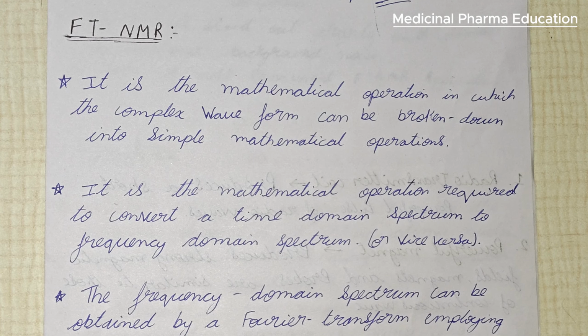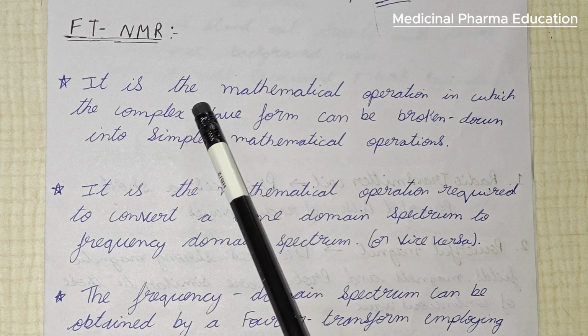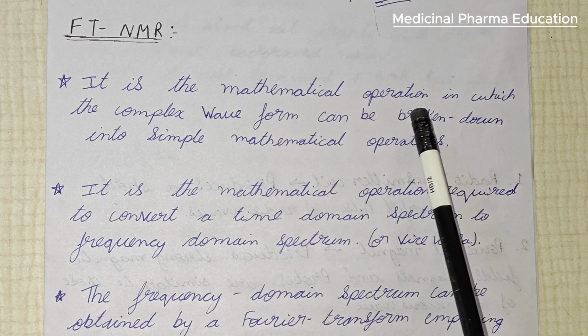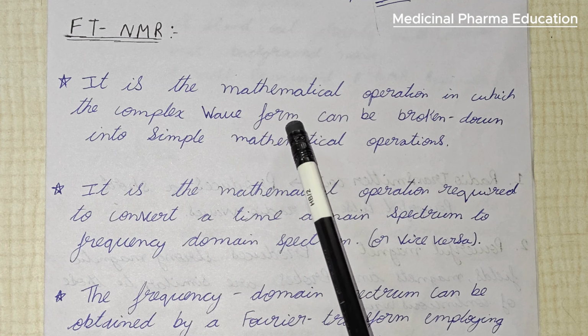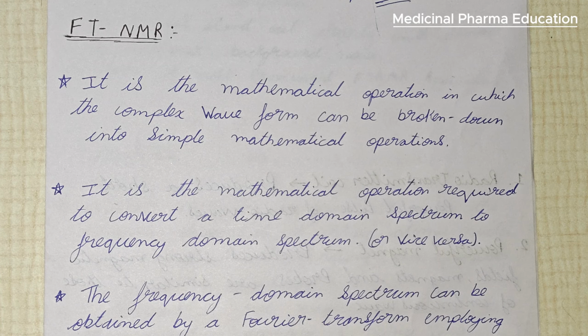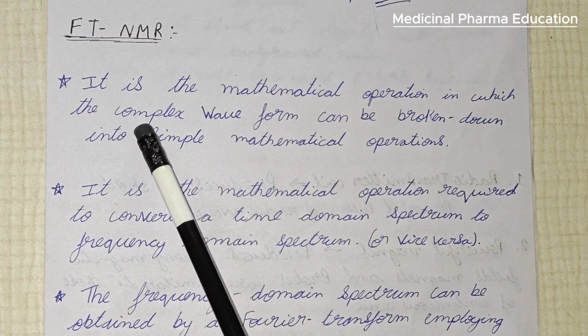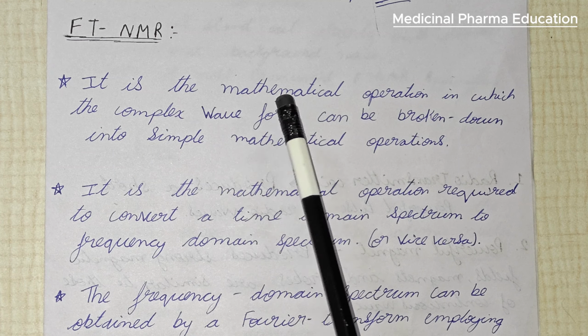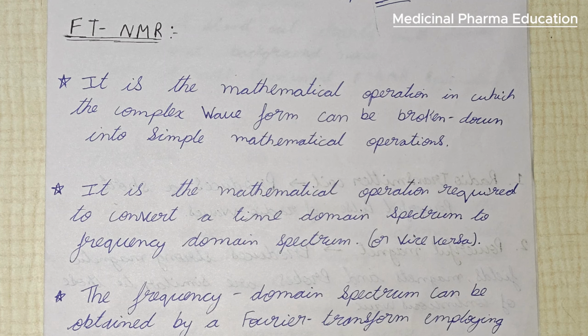Fourier transform nuclear magnetic resonance. First, let us understand what a Fourier transform is. In NMR spectroscopy, it converts complex waves into simple waves. It is a mathematical operation in which a complex waveform can be broken down into simpler mathematical operations. This is the main purpose of Fourier transform nuclear magnetic resonance: complex to simple.